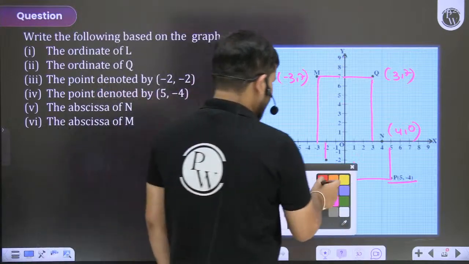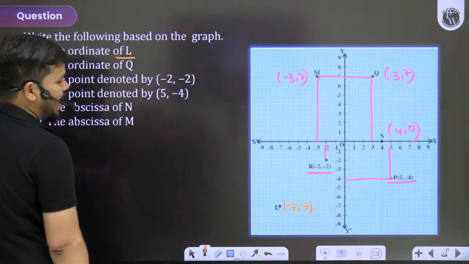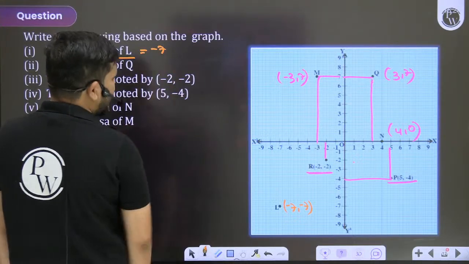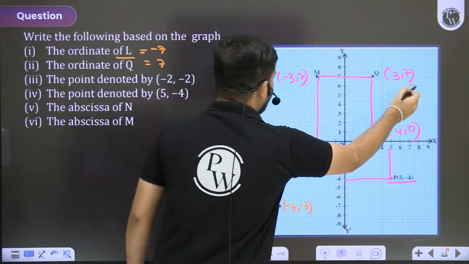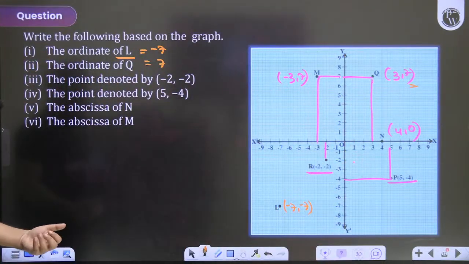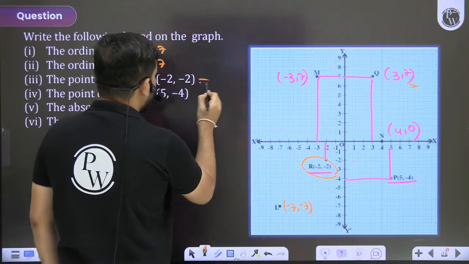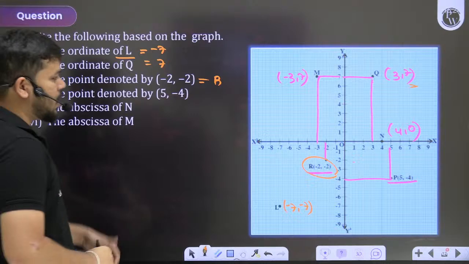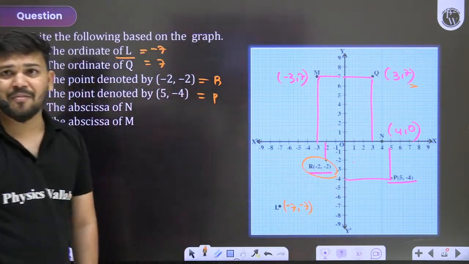Done. Yes. Now tell me, what is the ordinate of L? The ordinate of L means the y value of L, which is equal to -7. The ordinate of Q is equal to 7. Then the point denoted by -2 comma 2, which is R. The point denoted by 5 comma -4, which is equal to P. I think the graph is visible.